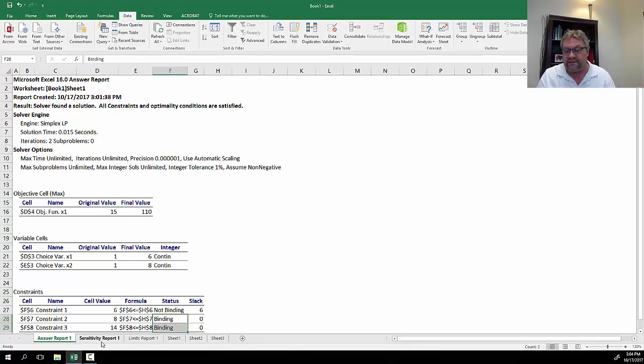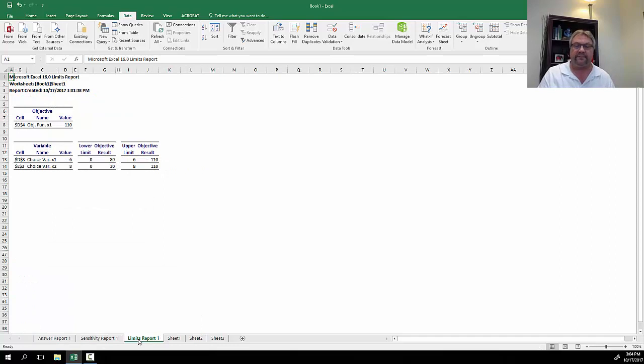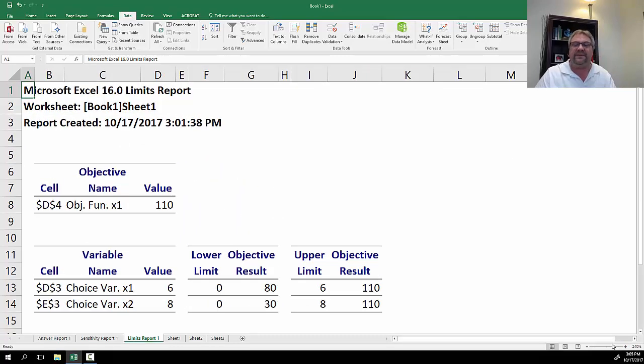Now I'm going to skip the sensitivity report and go to your limits report real quick. And I have to be honest with you, sometimes the limits report is really not that useful, but nonetheless, to be thorough, I think it's important that we go through this. So, what is this telling us? This is telling us that our objective function was maximized at $110. All right, and then down here, choice variable x1, we produced 6. Here we produced 8 units of good 2.